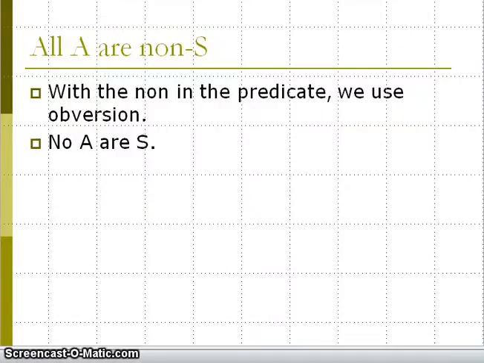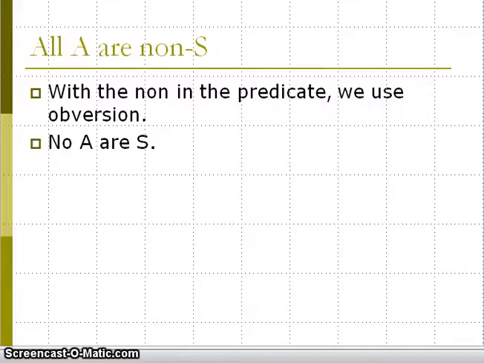With the non in the predicate, all A are non-S. Okay, what do we use? Obviously, it tells you here we use obversion, and we know that obversion works on all statements. So when we do obversion, rule number 1 is we change quality. So it goes from an affirmative to a negative, or a negative to an affirmative.